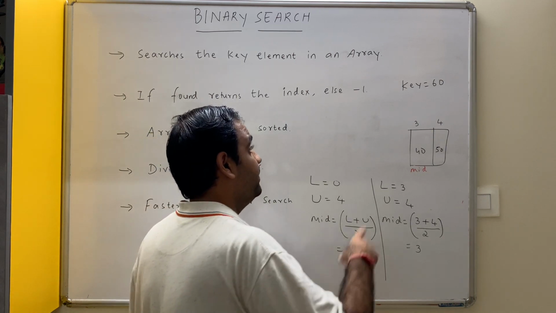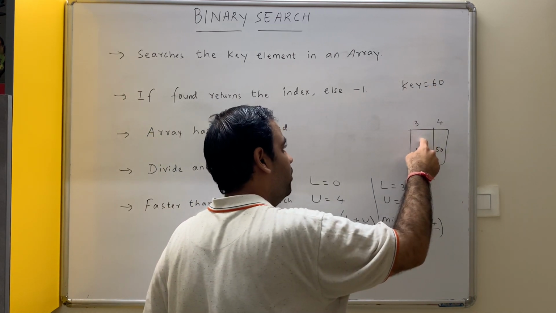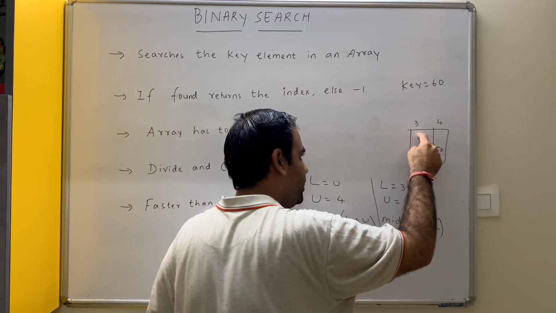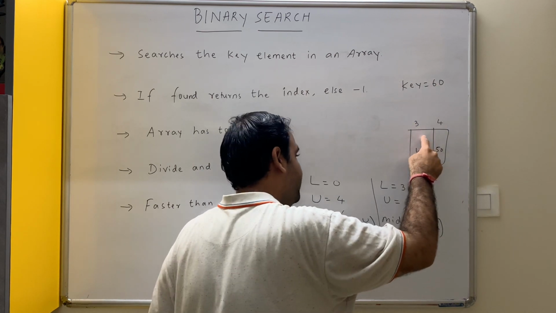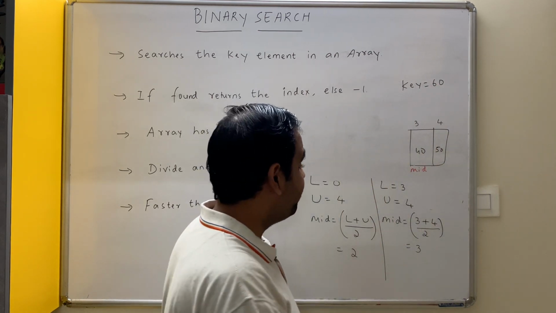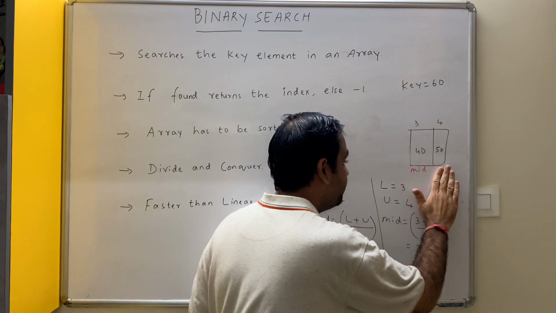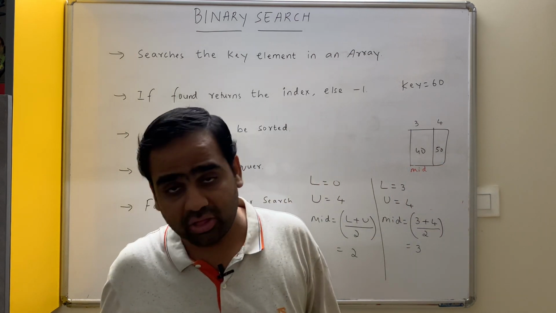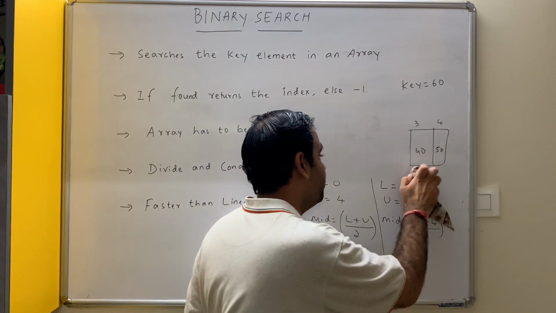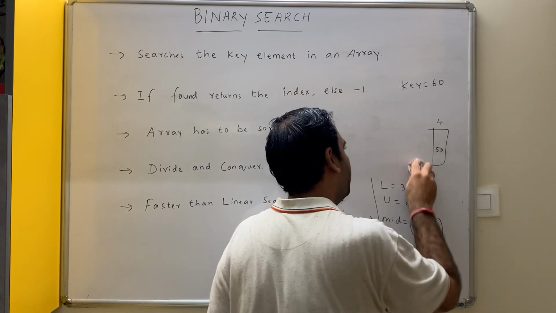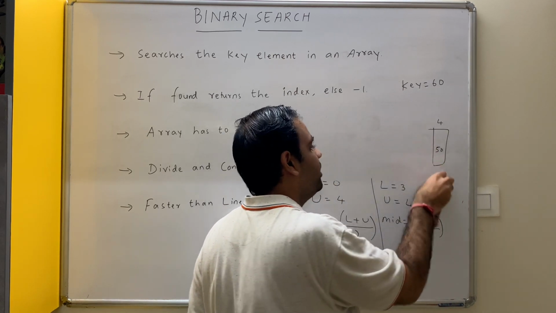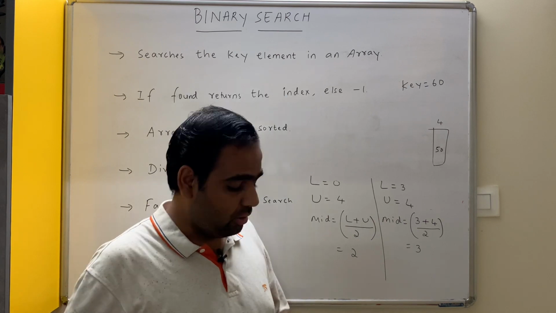Again, you compare. Is 60 equal to 40? No. Is 60 less than 40? No. 60 is greater than 40. That means if 60 has to be present, it has to be present on the RHS of 40. It cannot be present on the LHS of 40. Therefore, we discard the LHS subarray along with mid.